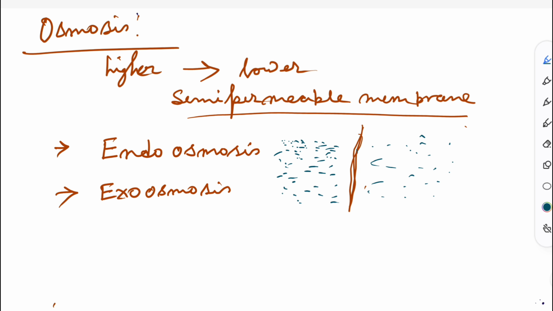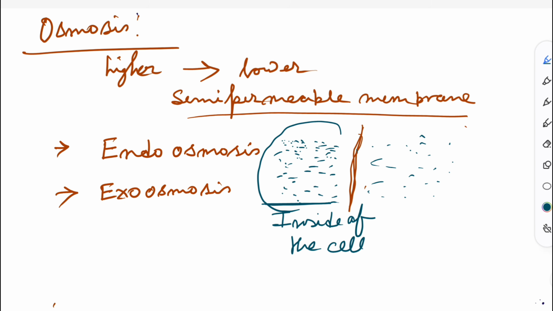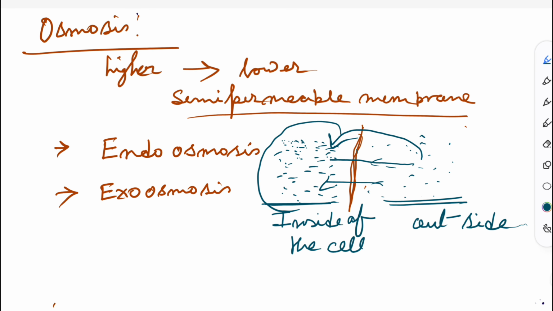Endosmosis: suppose this portion is the inside of the cell and this is the outside. Water will move from higher concentration of water to lower. Here the concentration of water is high and here the concentration of water is less. So here the water will move inside.